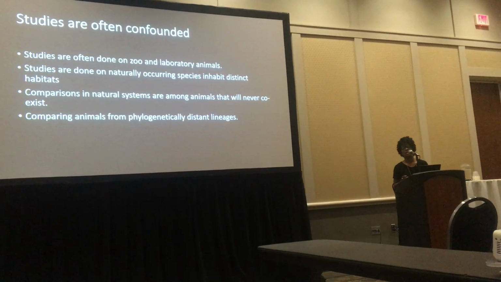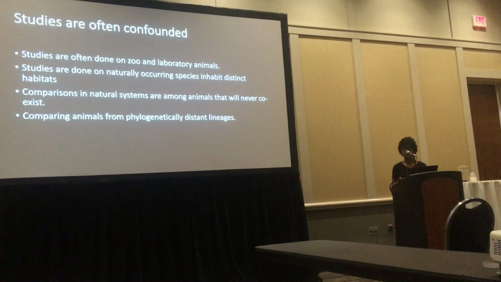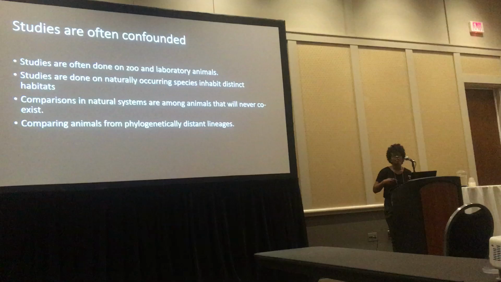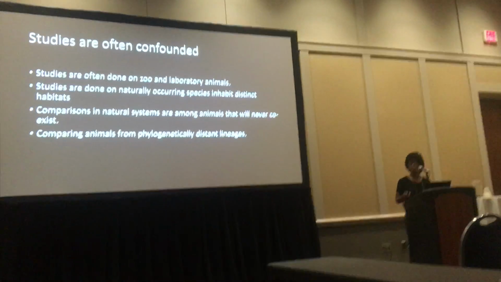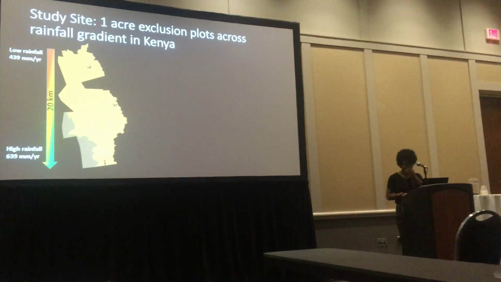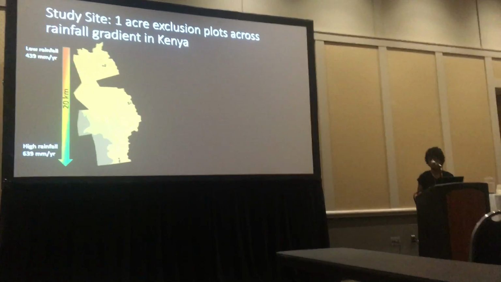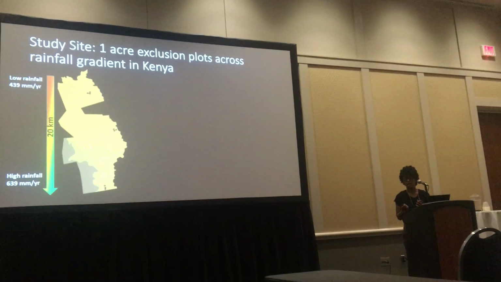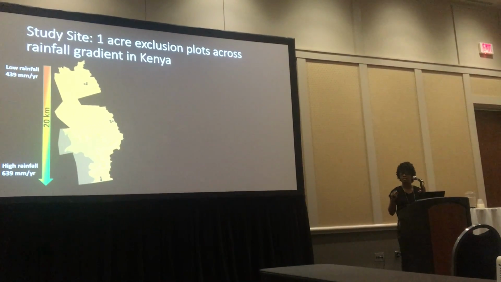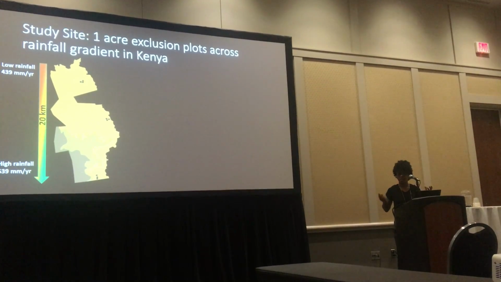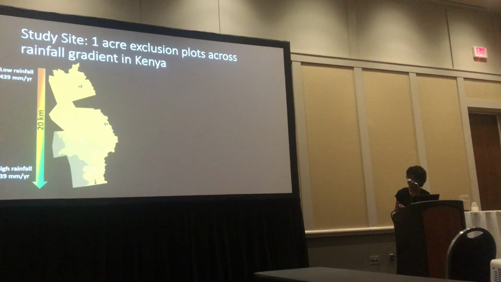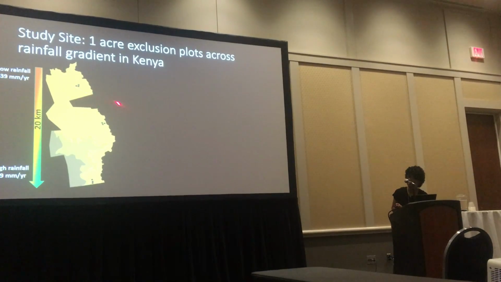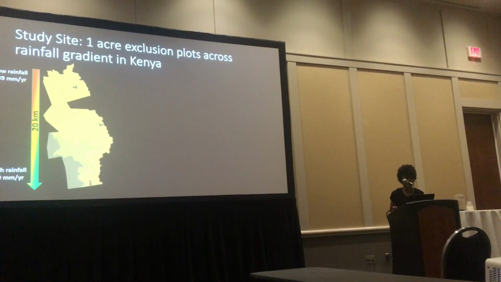So I wanted to understand this phylosymbiosis concept within a community of animals that are interacting and being exposed to similar environments. To do this, I co-opted an exclusion system across a rainfall gradient in Kenya. What I'm showing you is a map of a research site, and each dot within the research site consists of exclusion plots.